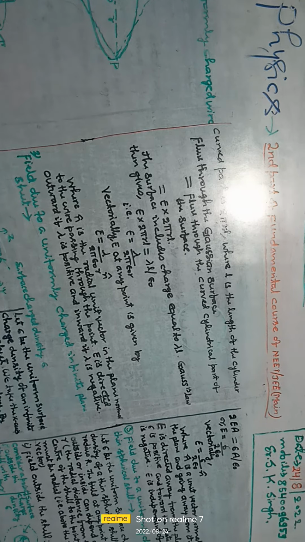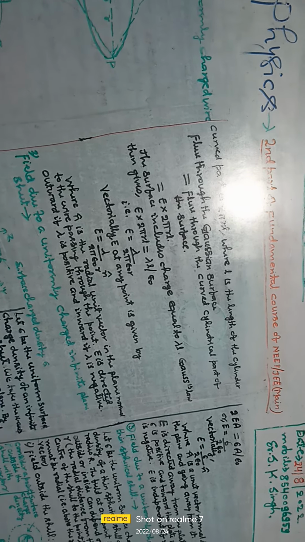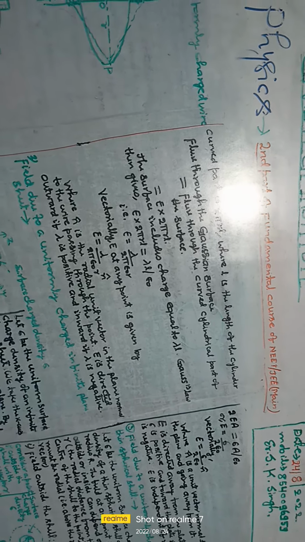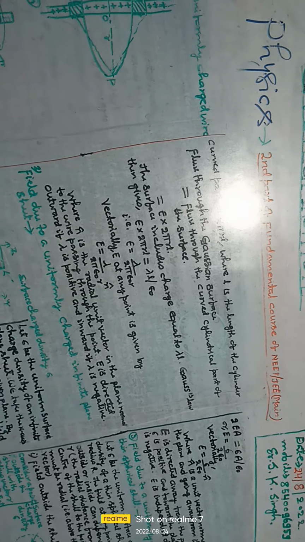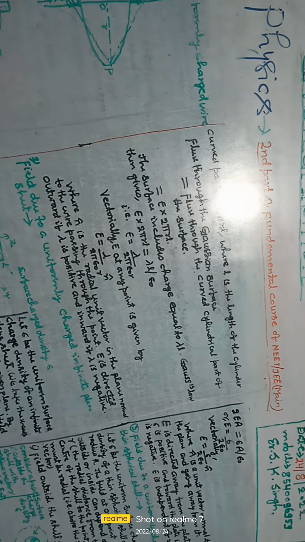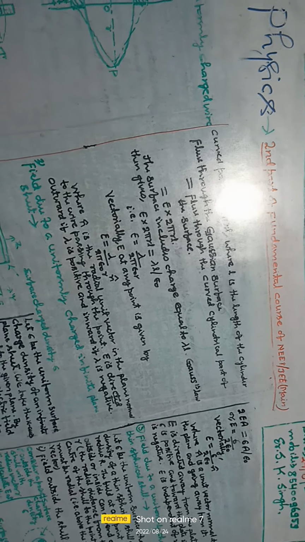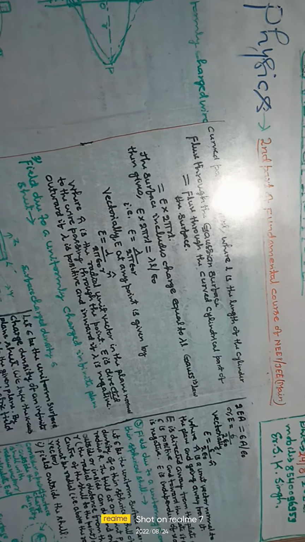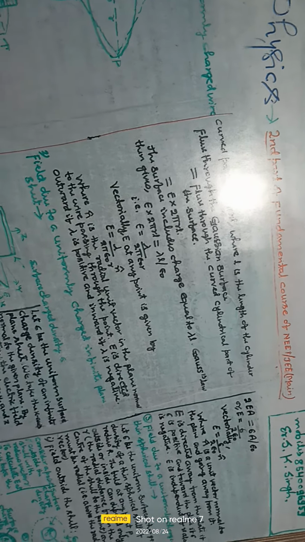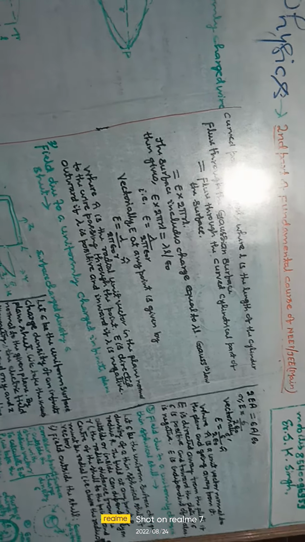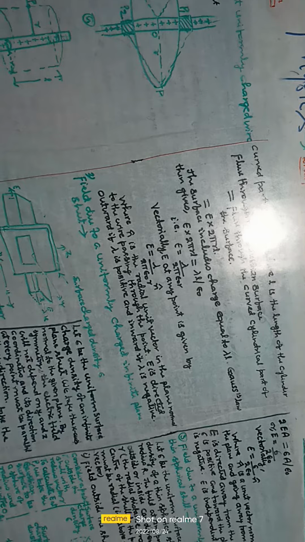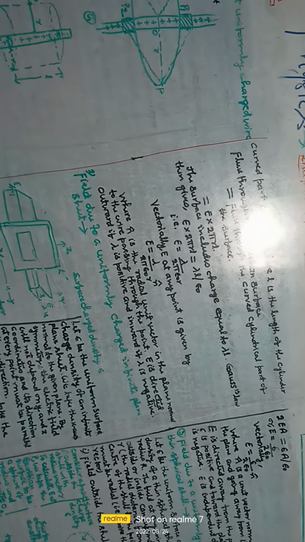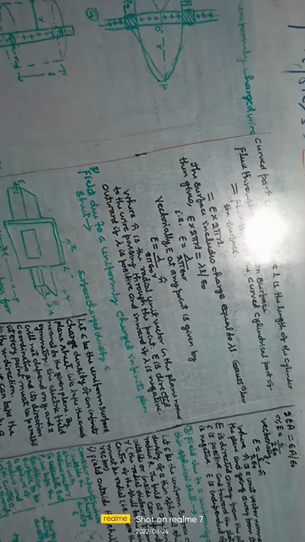The surface includes charge equal to lambda L. Gauss's law then gives E times 2 pi rL equals lambda L by epsilon naught. It means E equals lambda by 2 pi epsilon naught r. Vectorially, E at any point is given by E equals lambda by 2 pi epsilon naught r times unit vector n, where n is the radial unit vector in the plane normal to the wire passing through the point, directed outward if lambda is positive and inward if lambda is negative.